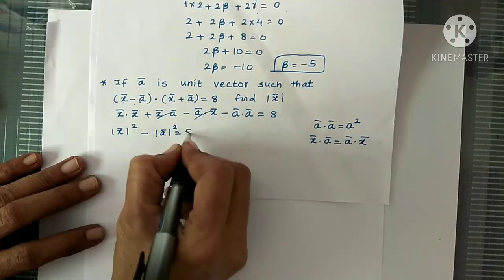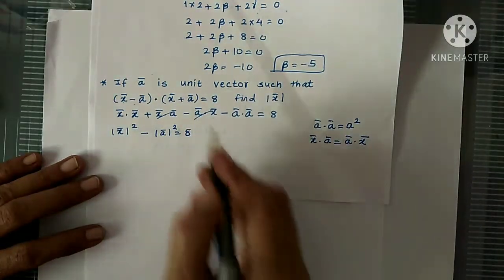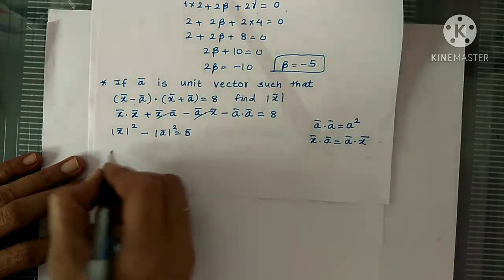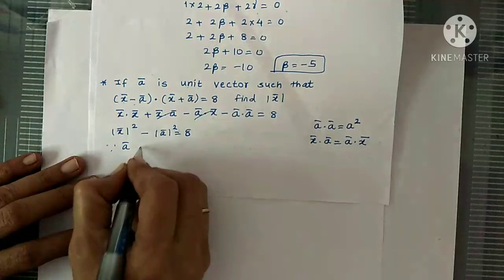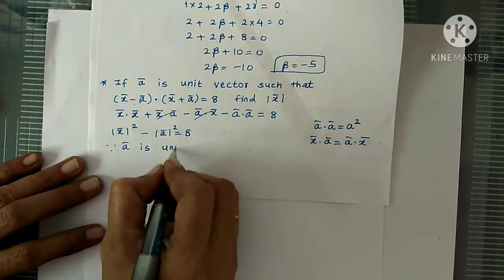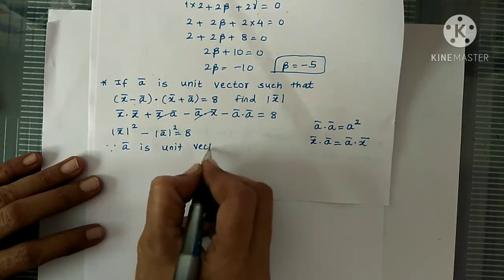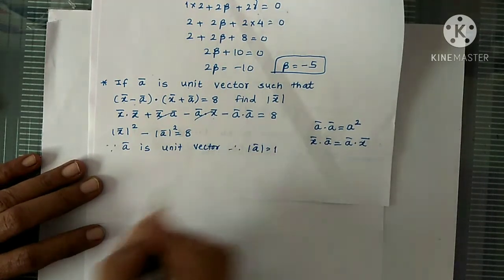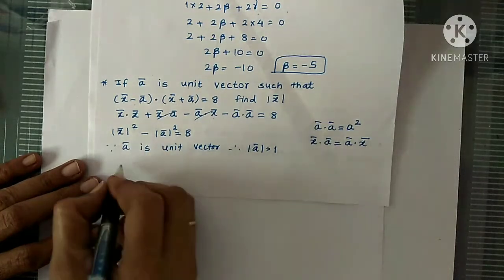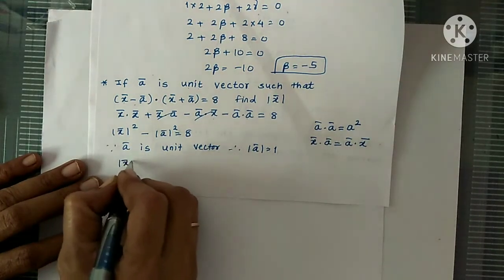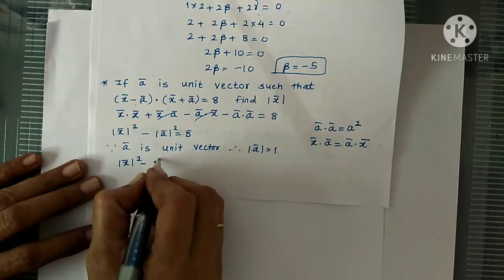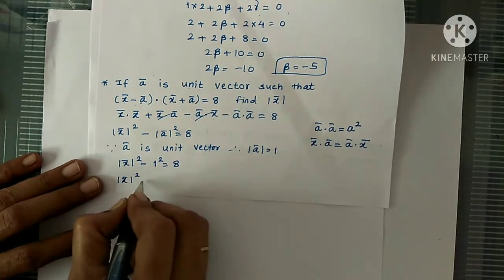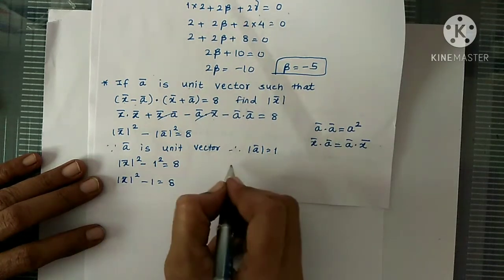As it is a bar dot a bar. Now in the question it is given that a bar is a unit vector. Since a bar is a unit vector, its modulus is 1. Therefore modulus of a bar equals 1. Now let's substitute the value of modulus of a bar, which is 1, so it is 1 square. So modulus of x bar square minus 1 equal to 8.